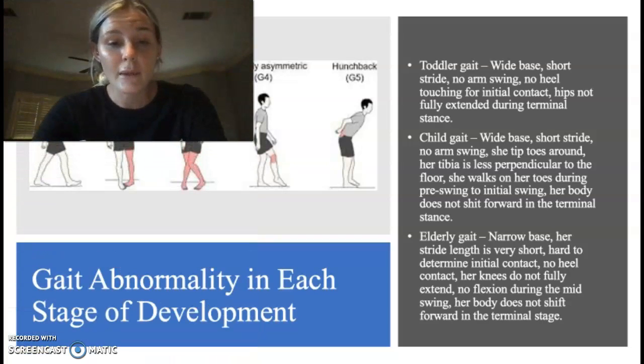So gait abnormality in each stage of development. As far as the toddler, child, normal, and elderly, the abnormality really affects a toddler, child, and elderly. The normal gait looked fine.